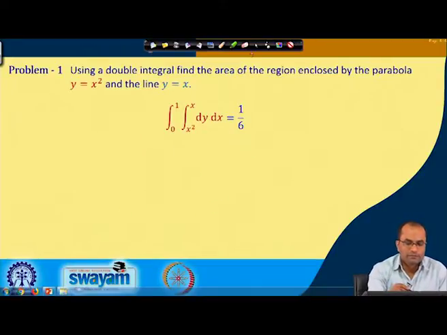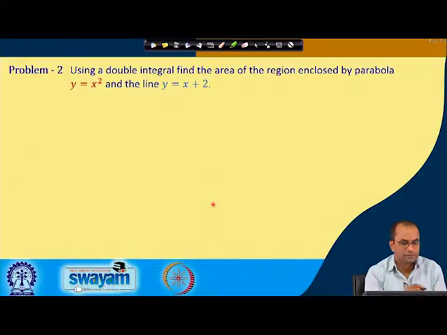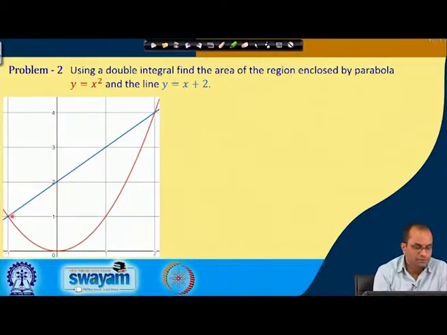So, we will take another example, slightly more complicated. Here we have, instead of y is equal to x, for example, the line y is equal to x plus 2. So, in this case again we have one parabola, and then the line, instead of y is equal to x, we have y is equal to x plus 2. So, this is the situation. We have this y is equal to x plus 2 line. So, this intercept here, when x is 0, the y value is 2, and when x is minus 1, this is 1 here.